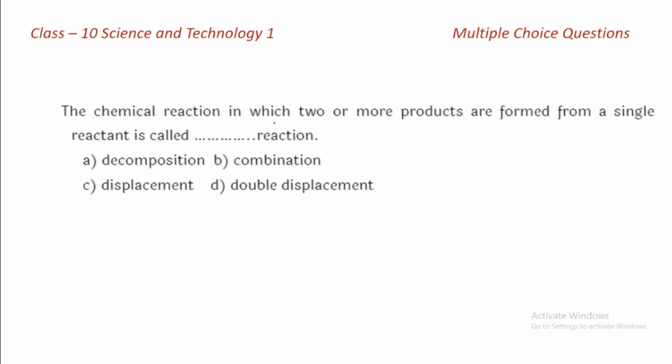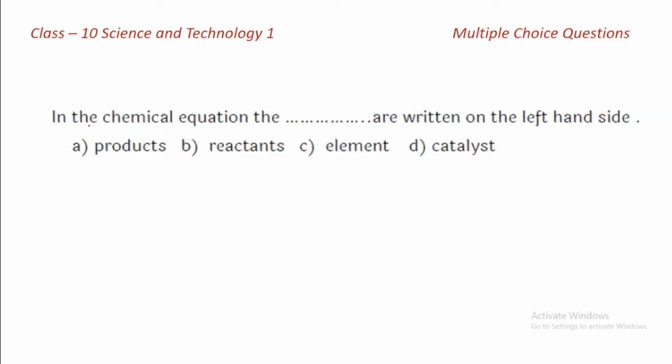The chemical reaction in which two or more products are formed from a single reactant is called dot dot reaction. Decomposition reaction, combination reaction, displacement reaction, or double displacement reaction. The correct answer is decomposition reaction. The chemical reaction in which two or more products are formed from a single reactant is called decomposition reaction.